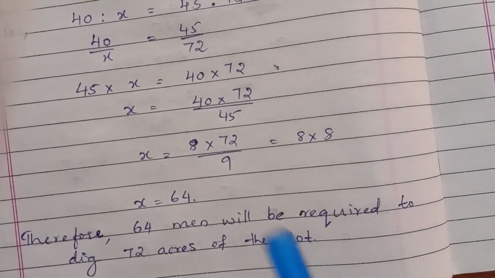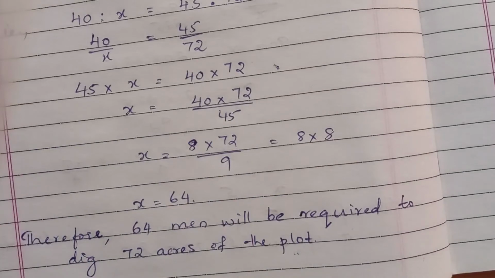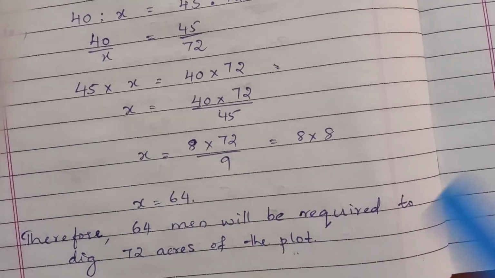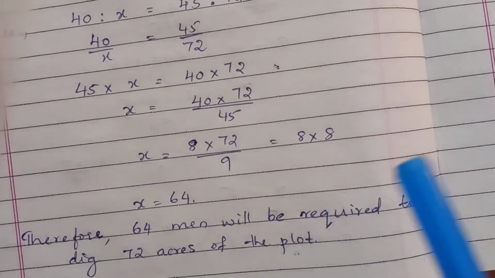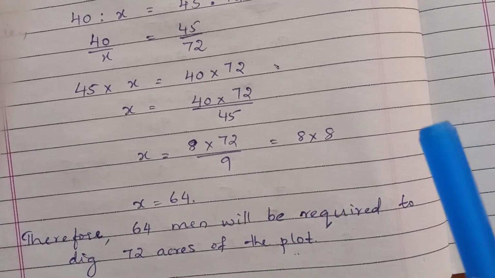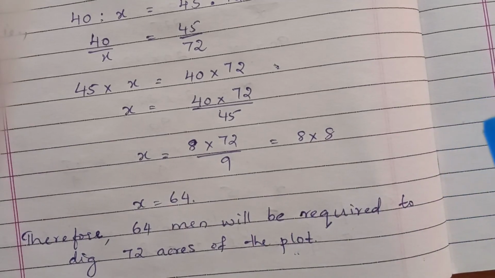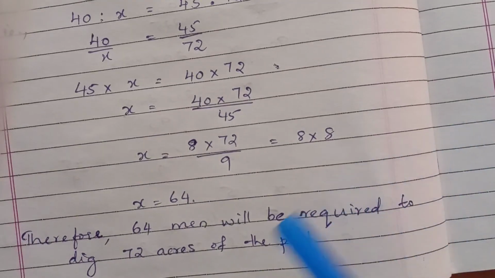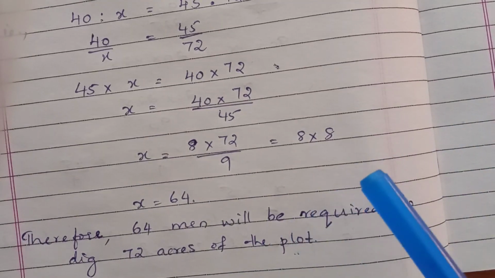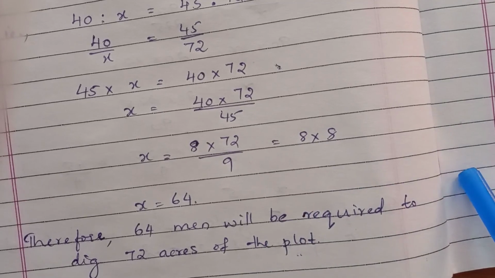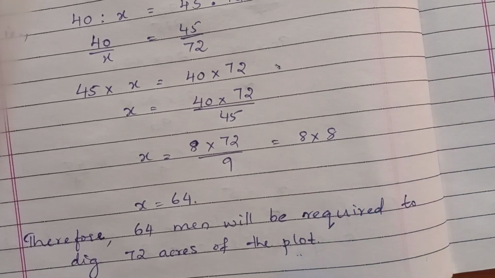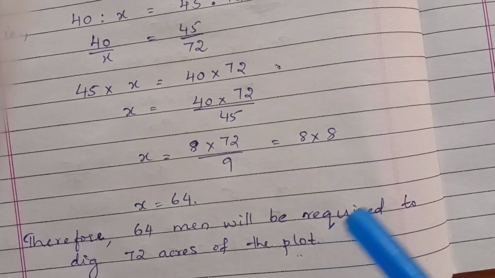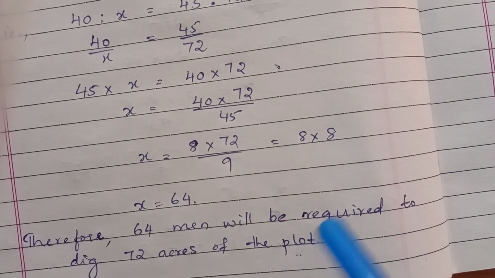So here, in the case of direct variation, you should follow the steps like this. First, let the unknown quantity be x and take it as the fourth term. Take the third term as the quantity which has the same unit as x. If it is a case of direct proportion, take the direct ratio as the first two terms of the proportion. Then find x.